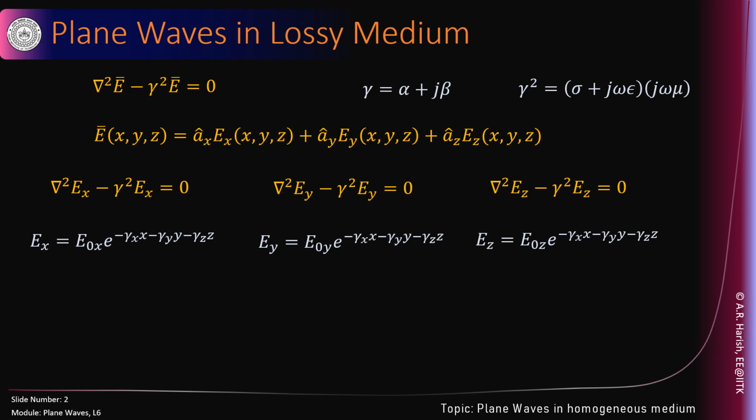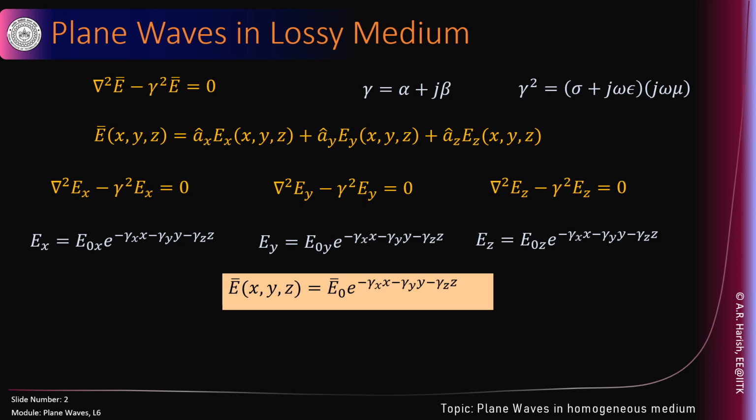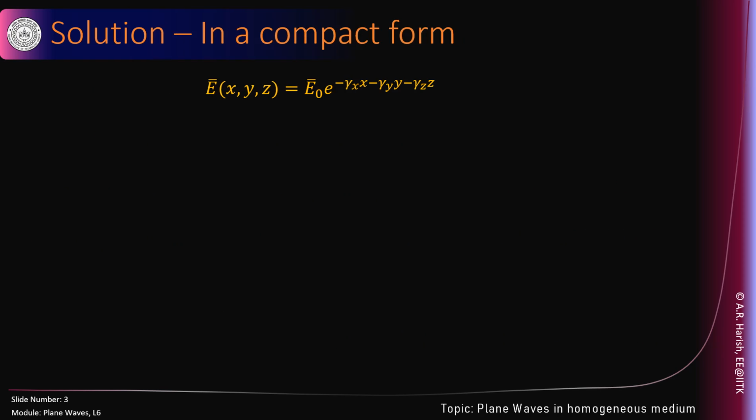That's very important here. We can combine all this into a vector form. E, a vector, a function of x, y, z, is E_0 bar e to the power of minus gamma_x x minus gamma_y y minus gamma_z z. E_0 bar is a constant phasor. Remember that it is a constant phasor. Now we will see the solution. E, a function of x, y, z, is E_0 bar, a constant phasor, multiplied by that exponential quantity.